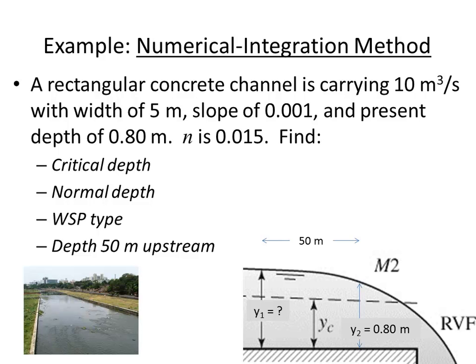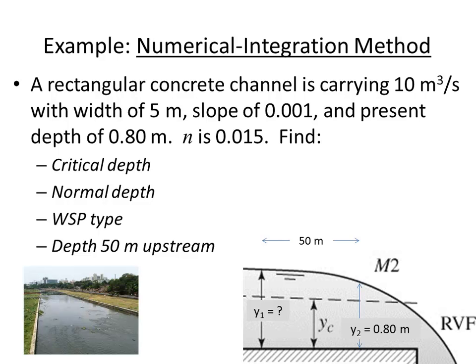Okay, you've gotten some practice classifying water surface profiles, and what you should do is compare the critical depth, the normal depth, and the flow depth at some point of interest. And our point of interest, the present depth, is 0.8 meters. And so if we have our channel cross-section, which is already drawn here, where we know the depth, it is 0.8 meters.